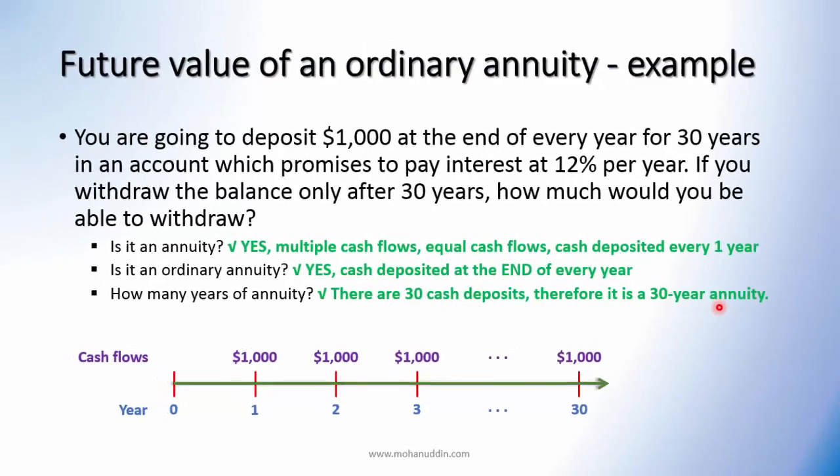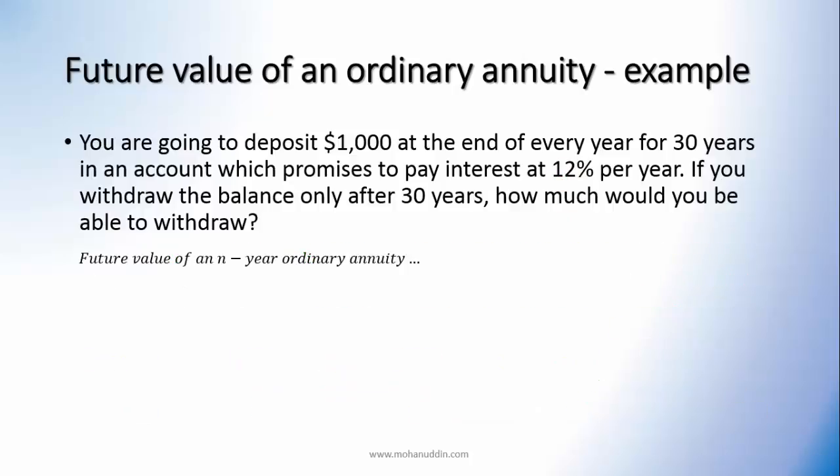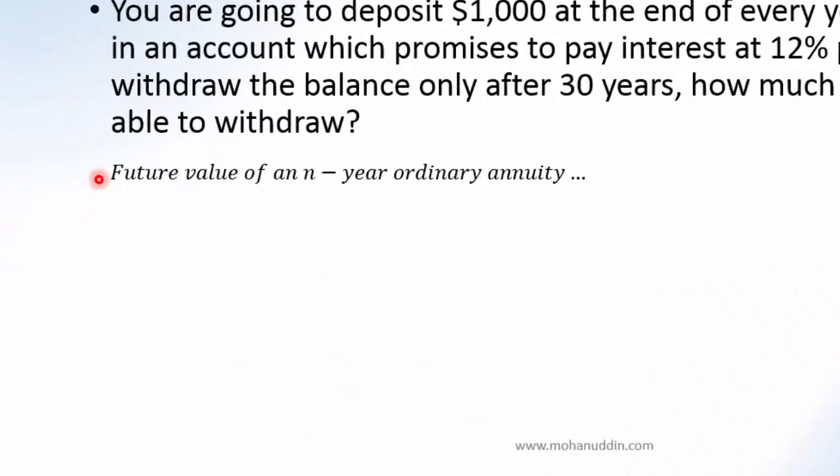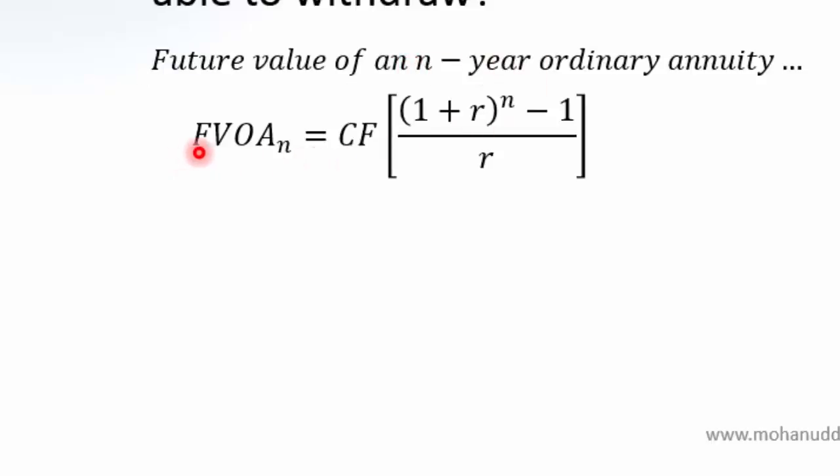We have got all the values: the CF is 1,000, the value of n is 30, and the value of r is 12%, that means 0.12 in decimal form. To apply the formula, let us look at it again. The future value of an n-year ordinary annuity is CF times 1 plus r to the power n minus 1, divided by r. Here we just plug in the values. The cash flow is 1,000, r is 0.12, n is 30, and here r is again 0.12.